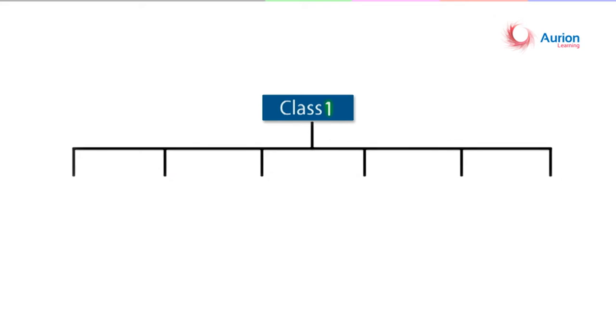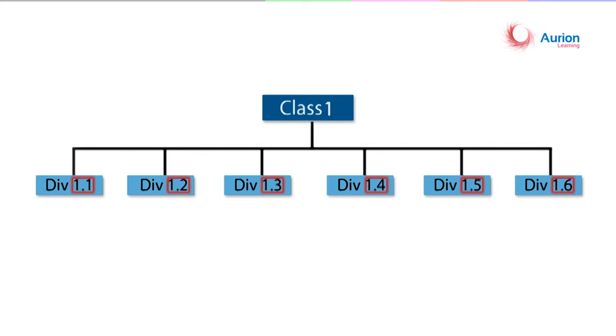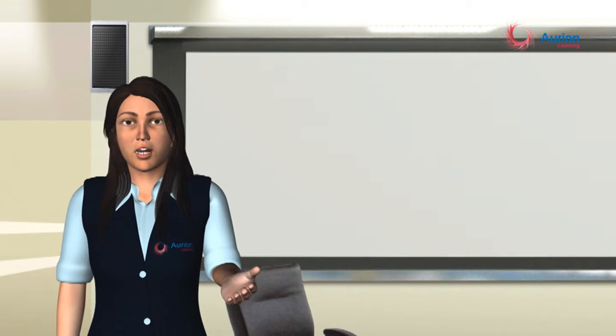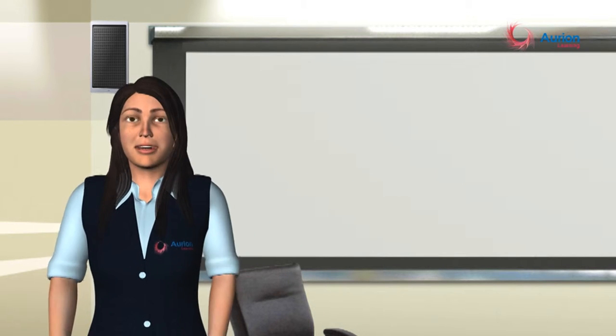Classes are expressed by a single-digit number, and divisions are expressed by 2-digit numbers, where the first digit corresponds to the class number and the second digit indicates the variation within the class. Now let's look at all these hazard classes in detail.